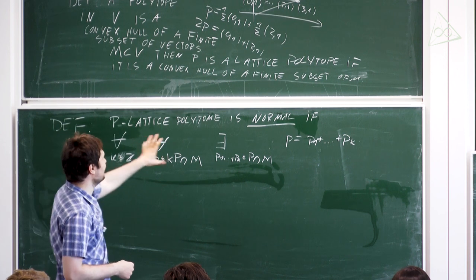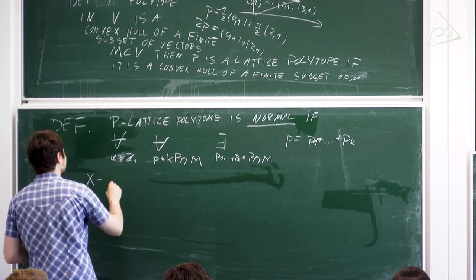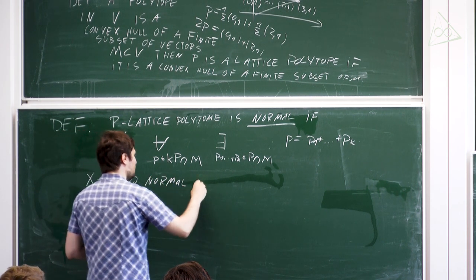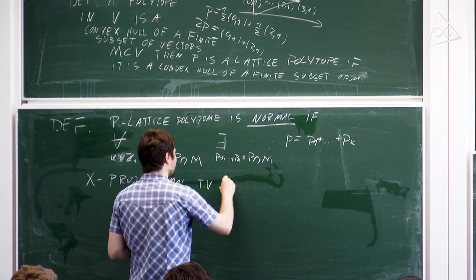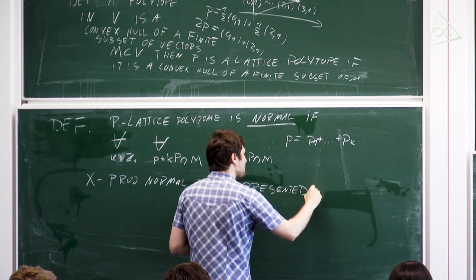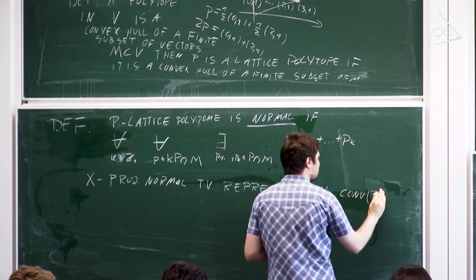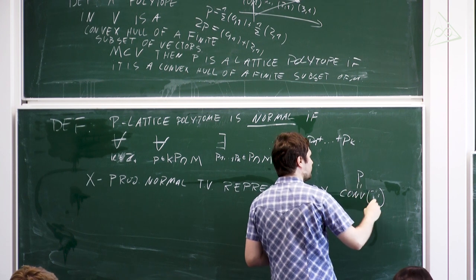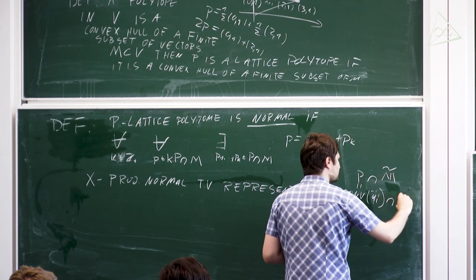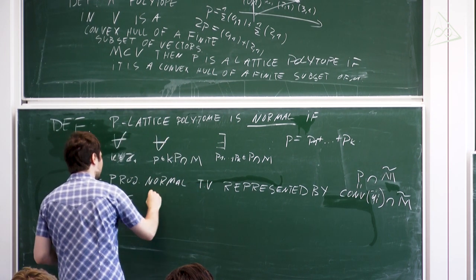And once you know this definition, it is a really easy exercise that X is a projectively normal toric variety represented by characters in the polytope. So P is the convex hull of the A_i's, and it's represented by the lattice points. It's projectively normal if and only if P is normal.